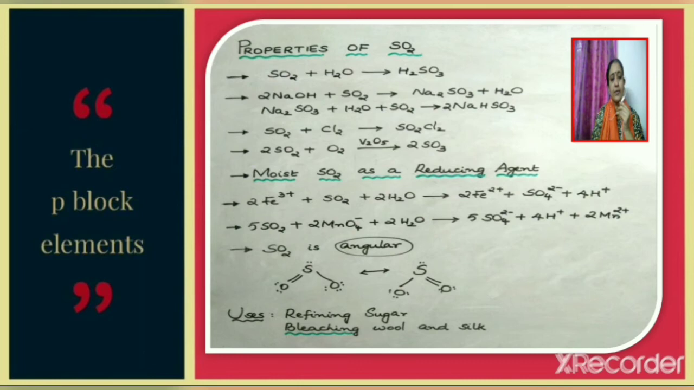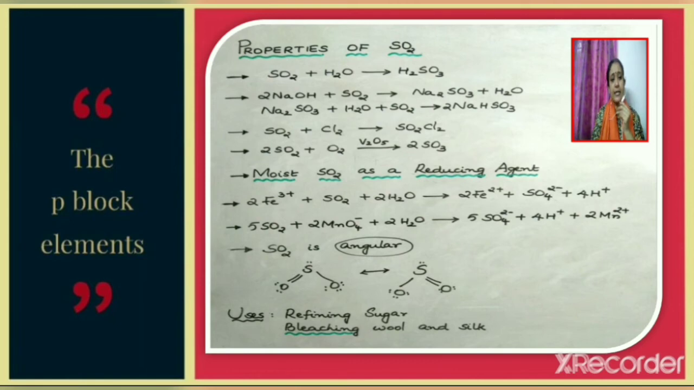Now how to write the reaction equations? 2Fe3 plus, SO2 plus 2H2O gives 2Fe2 plus, sulfate ion SO4 2 minus plus 4H plus. Then 5SO2 plus 2MnO4 minus plus 2H2O gives 5 sulfate ion SO4 2 minus plus 4H plus, 2Mn2 plus.